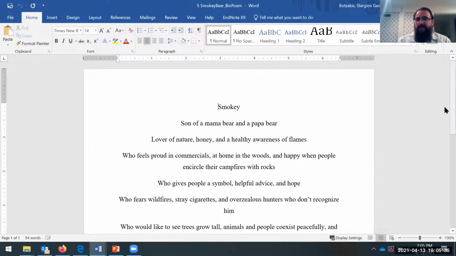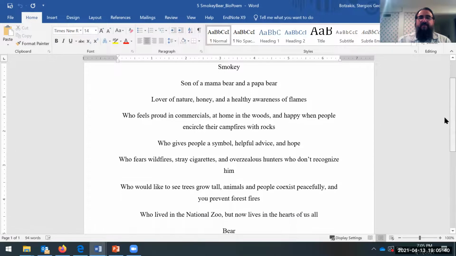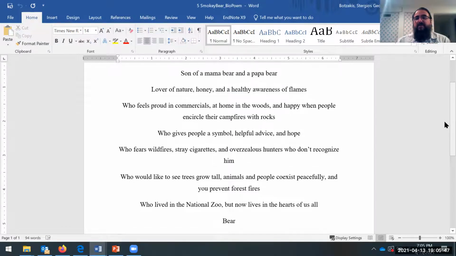So I'm going to show you a couple. The first one is more of a humorous one, I would say. And we are in Tennessee. So I did Smokey, son of a mama bear and a papa bear, lover of nature, honey, and a healthy awareness of flames, who feels proud in commercials, at home in the woods, and happy when people encircle their campfires with rocks, who gives people a symbol, peace, helpful advice, and hope, who fears wildfires, stray cigarettes, and overzealous hunters who don't recognize him, who would like to see trees grow tall, animals and people coexist peacefully, and you prevent forest fires. You have to do that. Who lived in the National Zoo, but now lives in the hearts of us all, Bear.